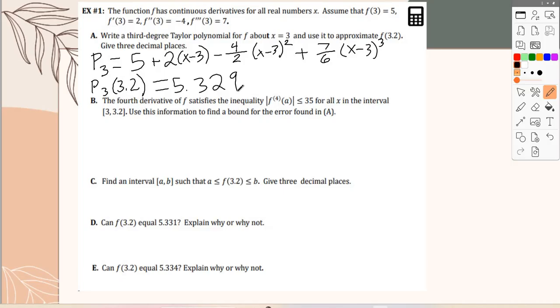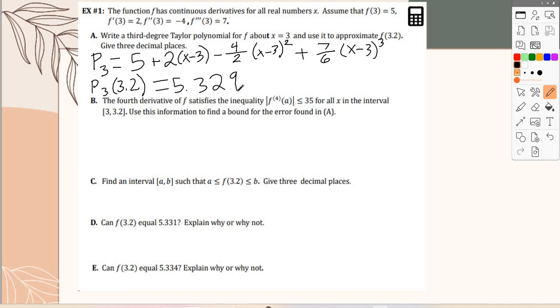Okay. So that first part's very similar to what we've been doing. The only part that's a little bit different now is that we plugged in the 3.2. So on this next part, it tells us that the fourth derivative of f satisfies the inequality that the absolute value of the fourth derivative is less than or equal to 35 for all x in the interval 3 to 3.2. Use this information to find a bound for the error found in part A. So there's a lot that's going on there, and so we kind of have to break it down. I would start by just writing out our formula. Okay, that's a good place to start.